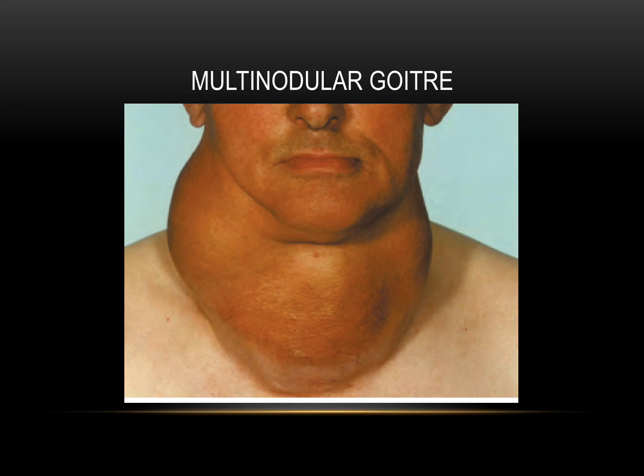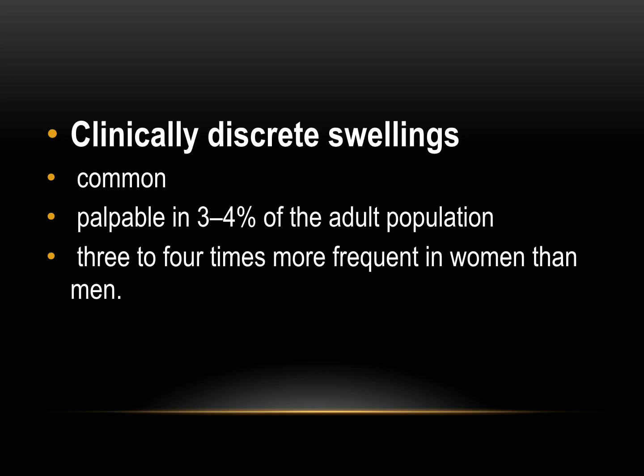This gentleman had a multinodular goiter, a big multinodular goiter. The second subject is the clinically discrete swelling. It is a common condition, palpable in 3 to 4% of the adult population, otherwise detected by ultrasound. It is 3 to 4 times more frequent in women than men.